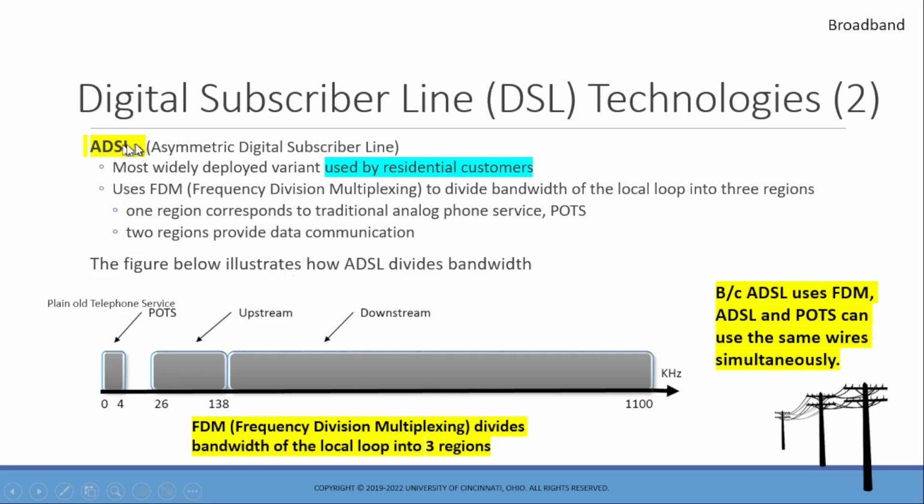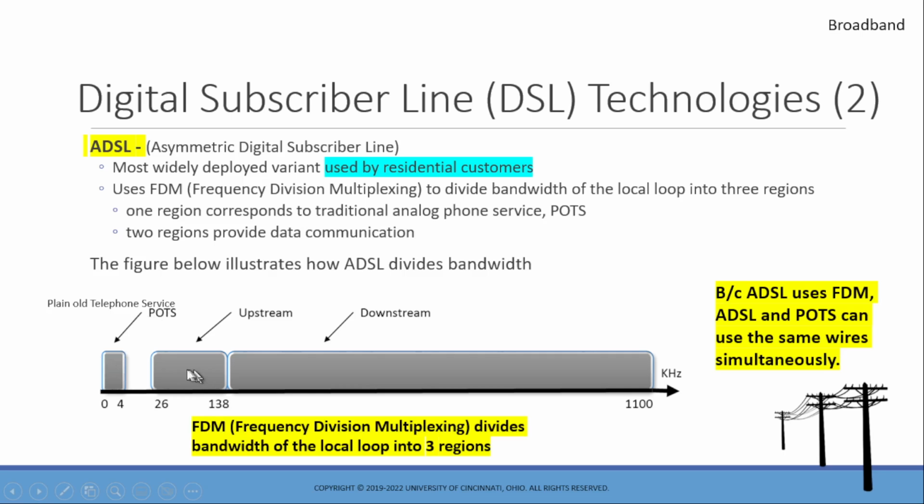How does DSL work? Well, it uses a standard or a process called frequency division multiplexing, or FDM. And what FDM does is it takes that stream and it divides it up into three different parts. The smallest part is your landline. This is your plain old telephone service, or called POTS. So this is your landline.